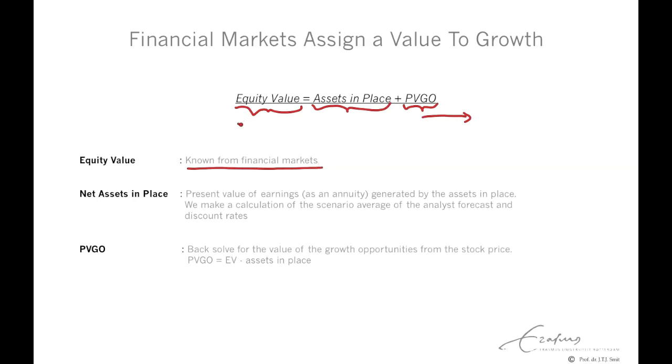If we can estimate this one using DCF methods, we can easily look at a market estimation of the present value of the growth opportunities. So we can make a market estimate of the present value of the growth opportunities by back solving the assets in place from the equity value. So the present value of the growth opportunity is the equity value minus the earnings capacity of assets in place.